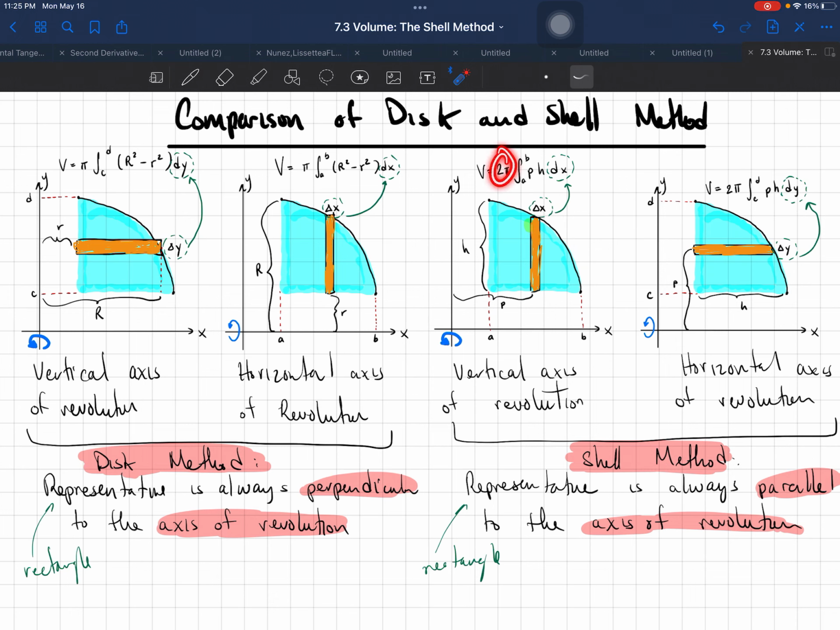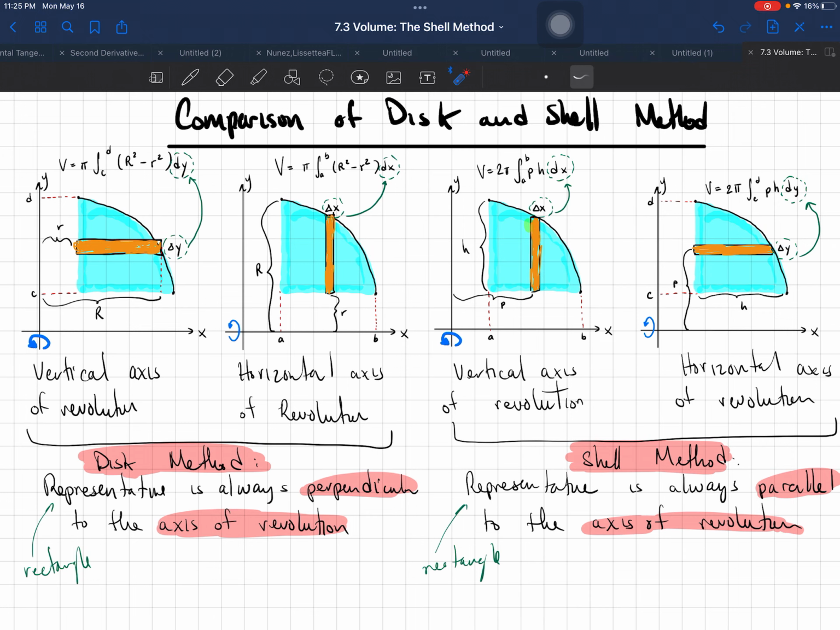Then we'll multiply by 2 pi outside, and the boundaries of delta x will be between a and b. If you notice, the difference between those two is that one of them is laying down, the other one is standing up. So that's very interesting. We're going to see a pattern going on.